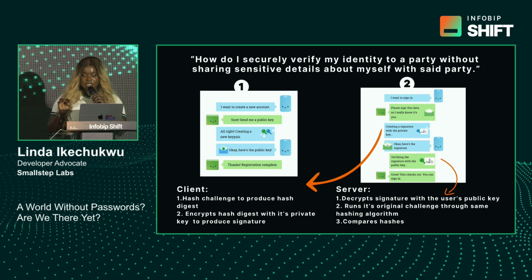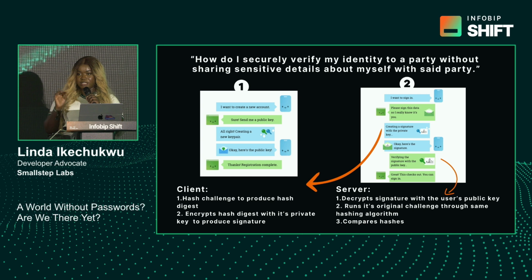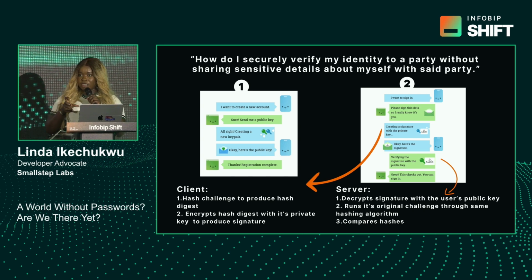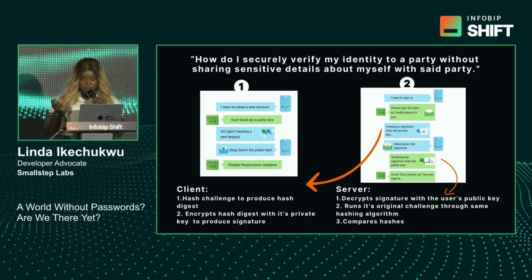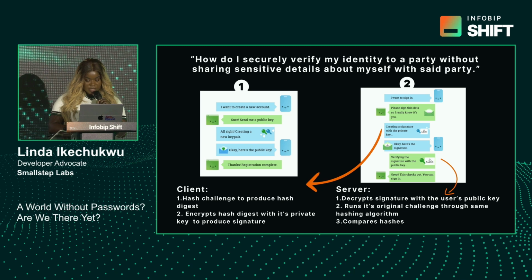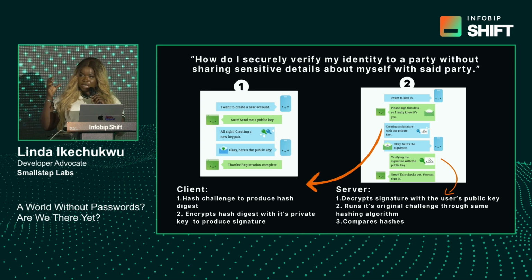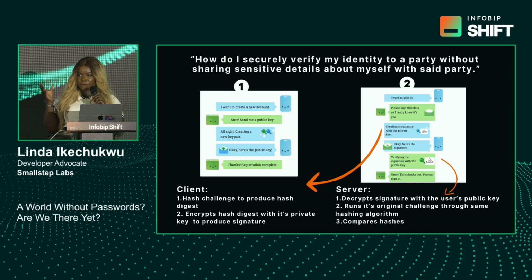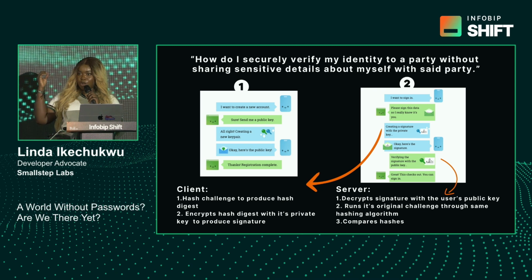And one important thing to note here is that data encrypted with the private key can only be decrypted with the public key. Now, these keys are mathematically linked, but they cannot be derived from one another. So when it does that, it sends that signed challenge back to the server. And what the server does is that it takes that signed challenge. Remember that the public key can be shared with just about anyone. So the client has shared the public key with the server.